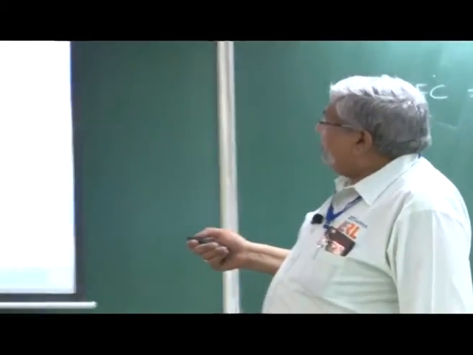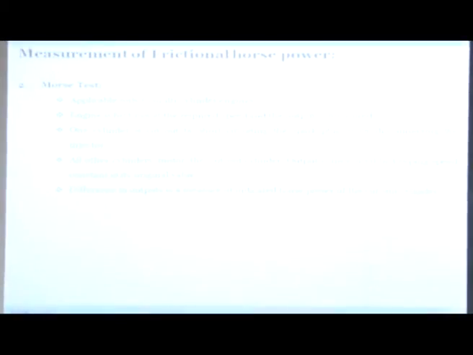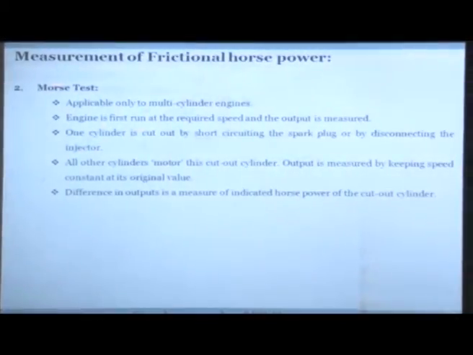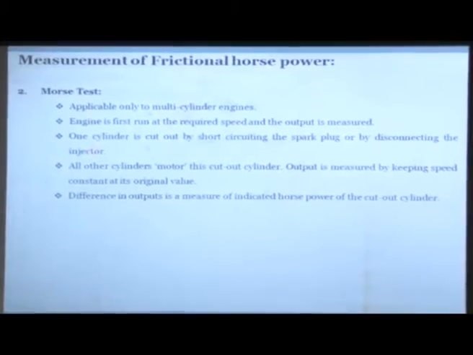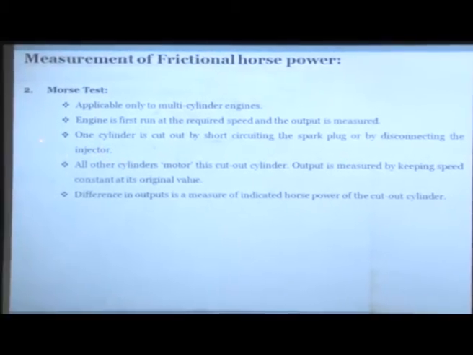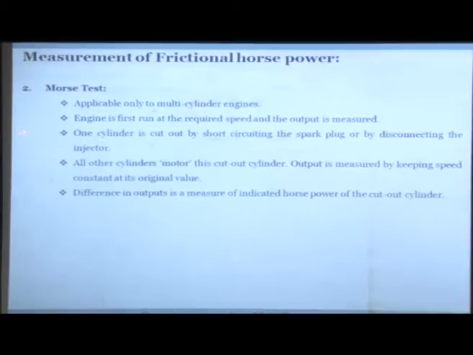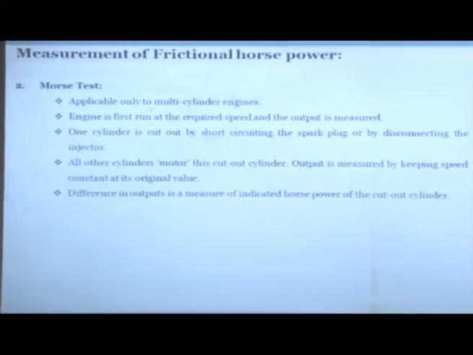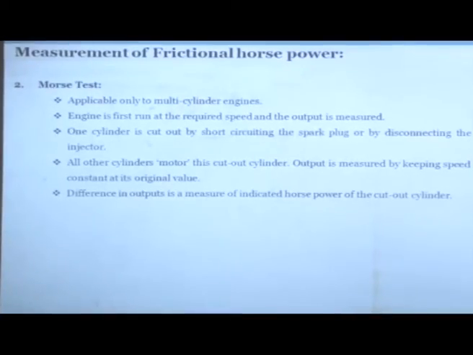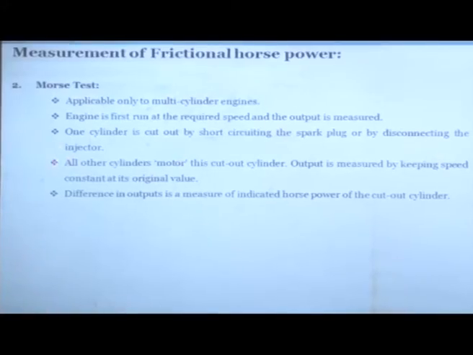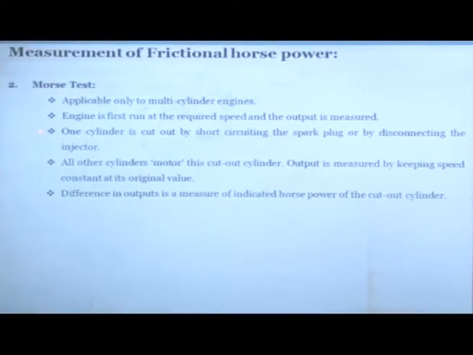So one cylinder is cut out by short circuiting the spark plug or by disconnecting the injector. I said this is for a diesel engine, but the Morse test is not so much preferred for diesel engines. You can do it if you want, but pulling the injector out or stopping the supply to the injector is not that easy. Theoretically you can do it, but practically it is not really so popular for CI engines.